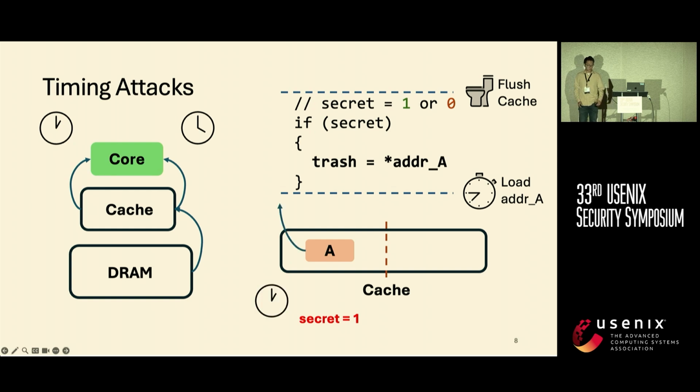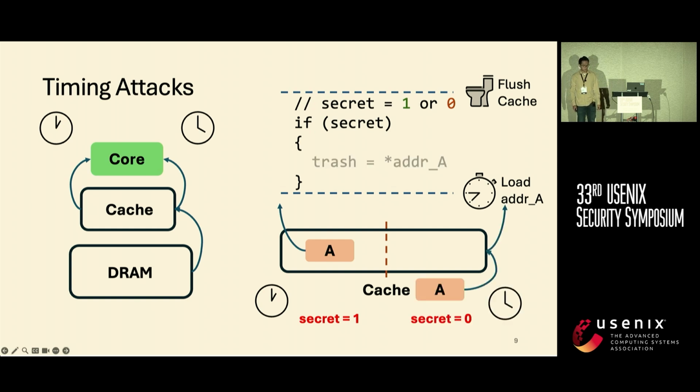In this case, when we time the access latency to address A, we will hit the cache and it takes less time. If the secret is 0, then the branch is not taken and the data is not loaded by the program. When we time the access latency, we will miss the cache and load the data from main memory. This takes longer. From this timing difference, the attacker is able to recover the secret.